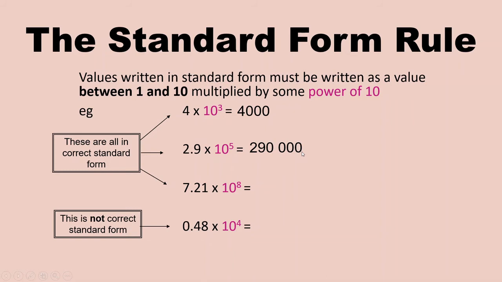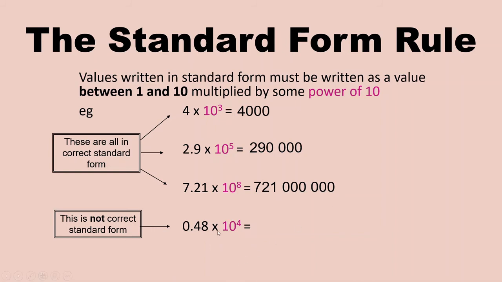7.21 times 10 to the power of 8. Again, I've got 2 places to move the decimal after the 1. And then I've got 6 more to go to make 8 places in total. So that's going to be 721 with 6 extra zeros after it, 721 million.